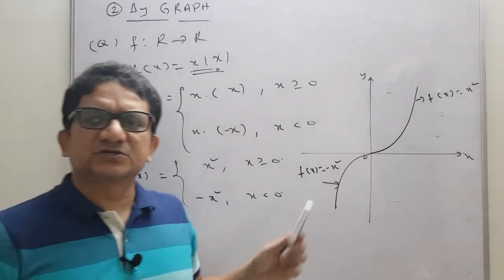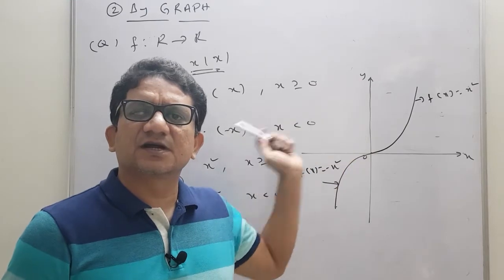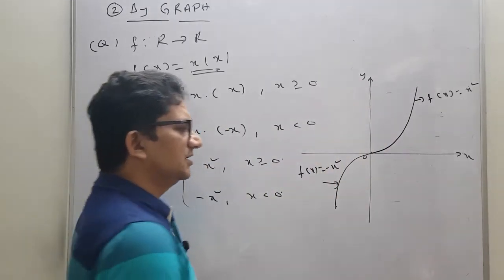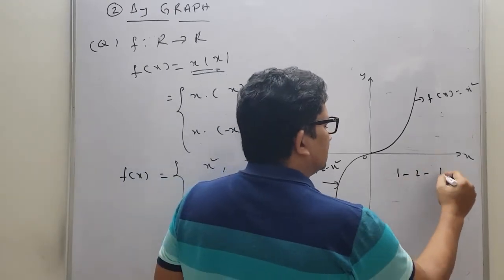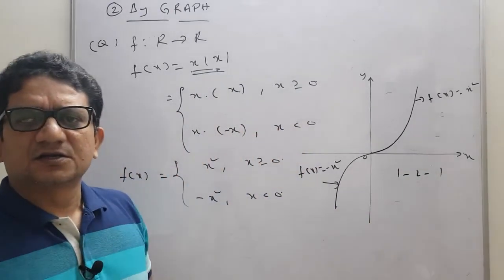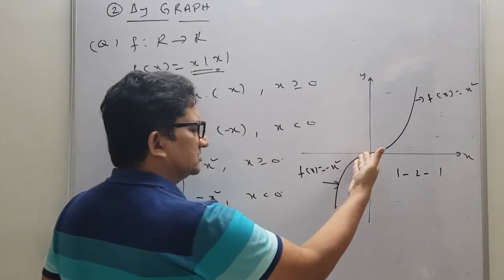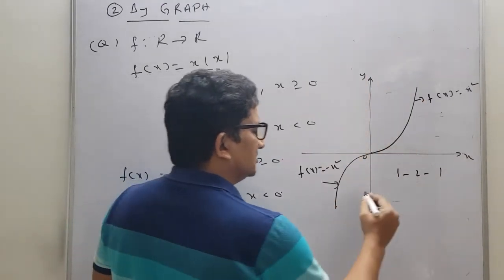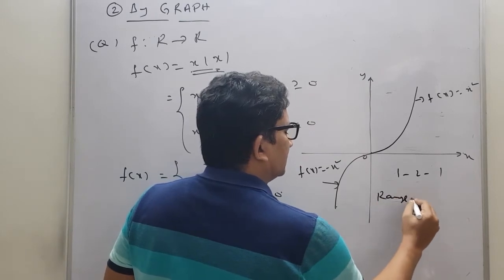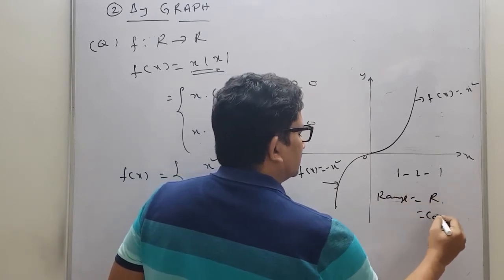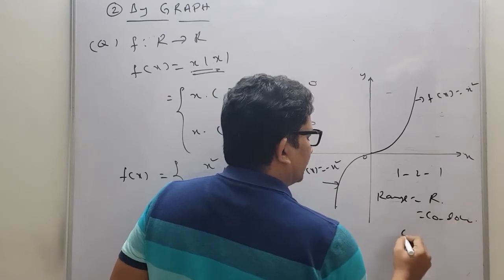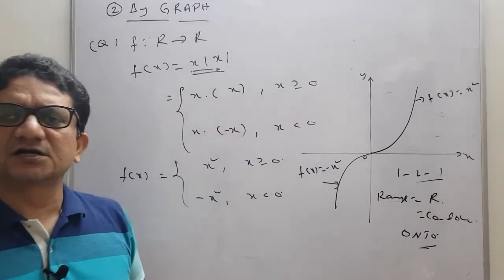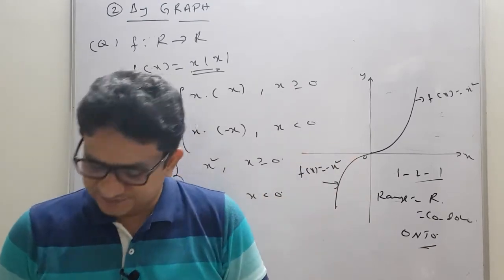Now students, if you observe, for this curve at any point if you draw a horizontal line, it cuts at only one point. So we can declare the function is 1 to 1. Now the range of the function: this curve will go up to minus infinity and extend up to infinity. So the range is minus infinity to infinity, that is R, which is the codomain. So the function is onto. It is both 1-1 and onto, therefore it is bijective.